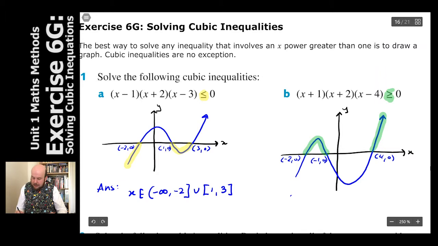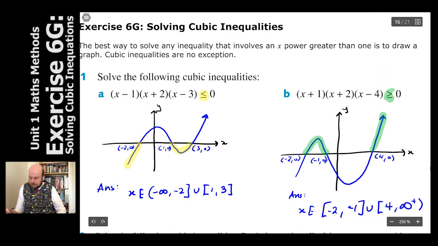So my answer is that x is an element of, we'll start with an interval, [-2, -1] union [4, infinity). Splendid, so that's very straightforward.